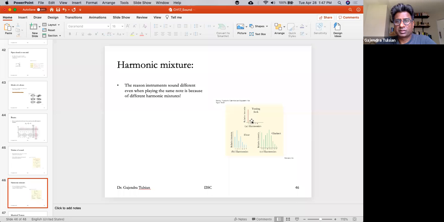So here's the tuning fork. The tuning fork is a pure tone. The flute has this harmonic mixture, and the clarinet has this harmonic mixture. The clarinet has higher proportion of the higher harmonics, so it'll sound tinnier. And the harmonic mixture is what's called a timbre. So that's the timbre of the sound. That's the quality of the sound. And it's for the harmonic mixture that different violins are differently priced.